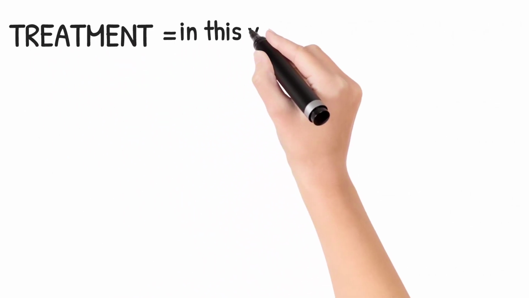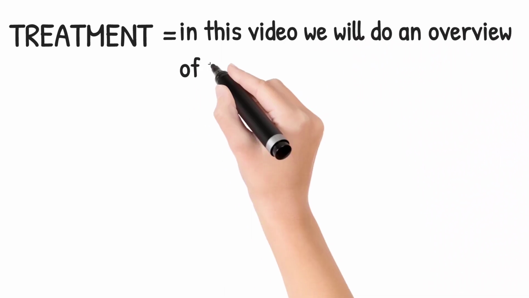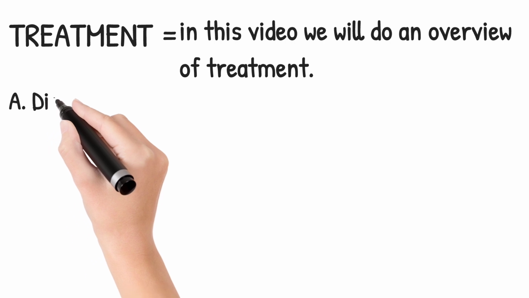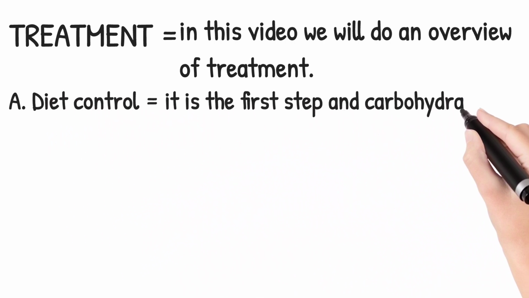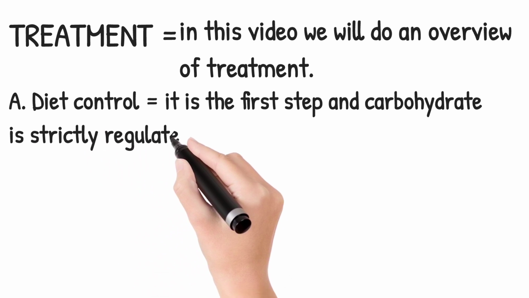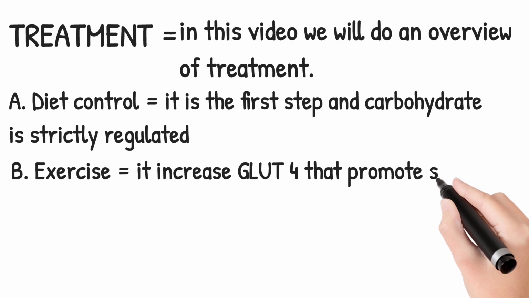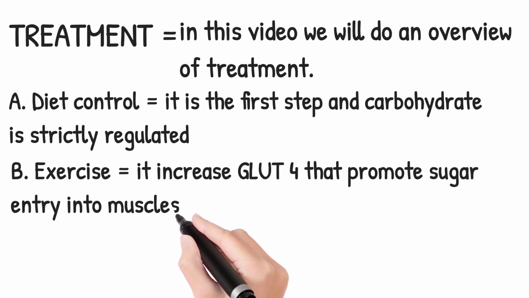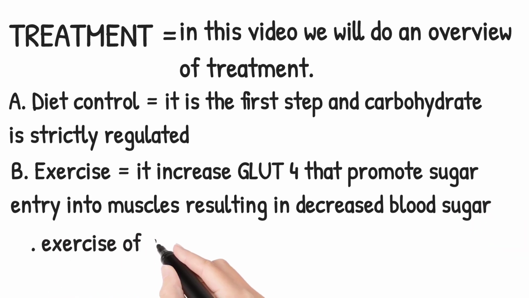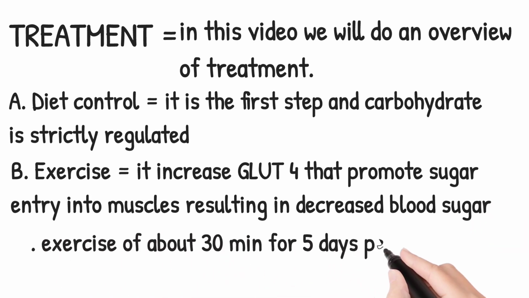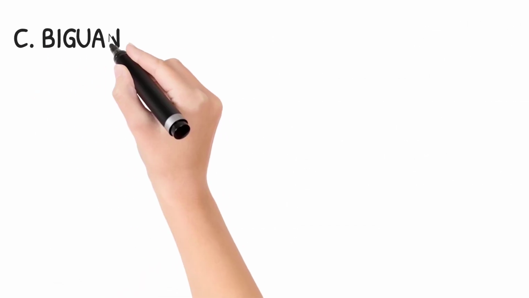Treatment. In this video, we will do only an overview of the treatment, while details about the treatment will be discussed in another video. Diet control. It is the first step and carbohydrate is strictly regulated. Exercise. It increases GLUT4 levels and this GLUT4 will promote sugar entry into muscles resulting in decreased blood sugar level. Exercise of about 30 minutes per day for 5 days per week is recommended.